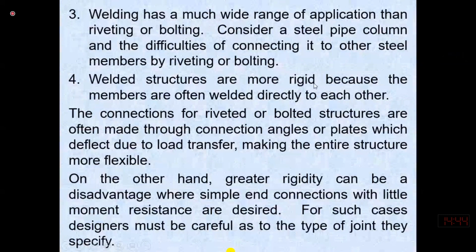Welded structures are more rigid because members are often welded directly to each other. Rigid means that they can resist a larger bending moment. The connections for riveted or bolted structures are often made through connecting angle plates which deflect due to the load transfer, making the entire structure more flexible. So for the fastener type of connection, we need some extra angle section to connect one part of the section with the other, which can also bend or deflect due to the applied loading.